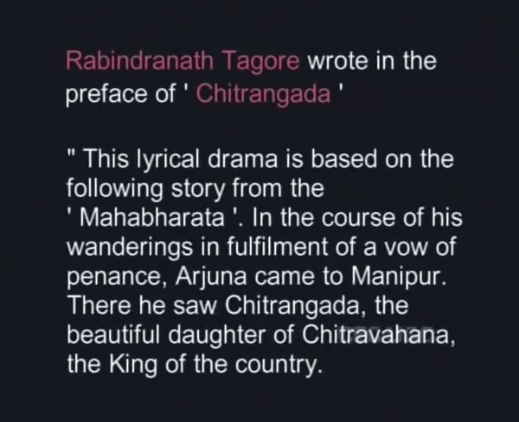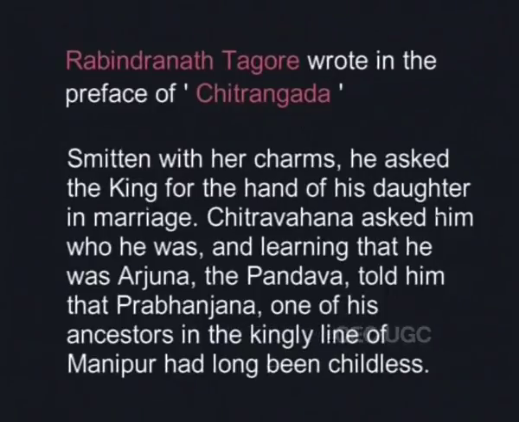Chitrangada first appeared as a poem in 1893. In the preface, the poet had written the following: the lyrical drama is based on the following story from the Mahabharata. This is Rabindranath's own writing. In the course of his wanderings in fulfillment of a vow of penance, Arjun came to Manipur. There he saw Chitrangada, the beautiful daughter of Chitravahana, the king of the country. Smitten with her charms, he asked the king for the hand of his daughter in marriage.